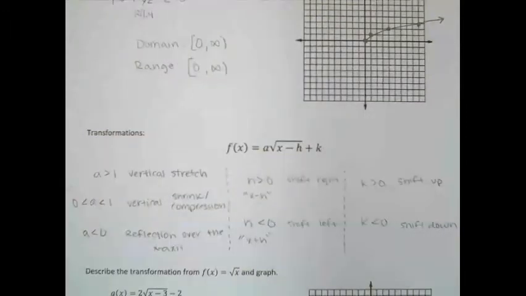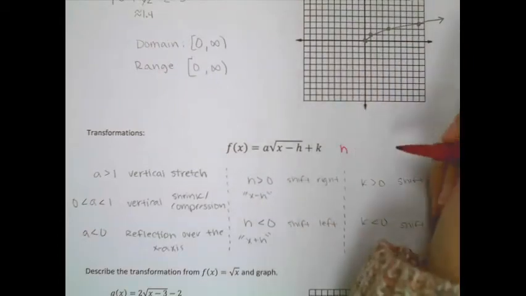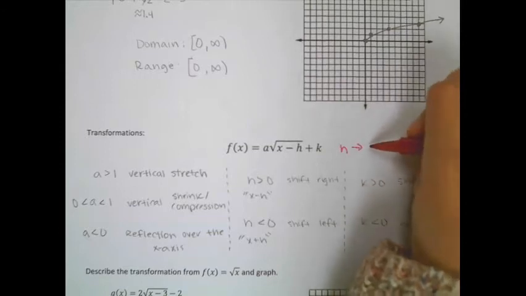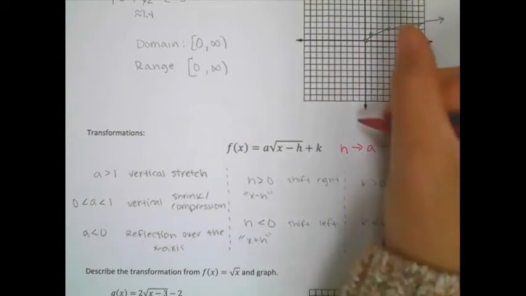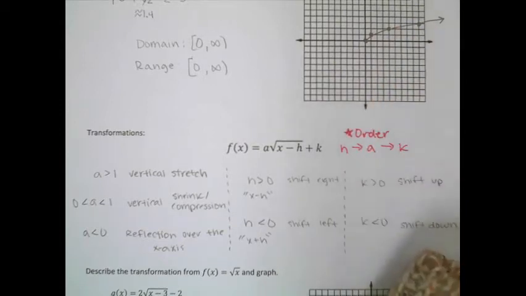Something that's very important to remember is the order of our transformations. You always start with your H value transformation, whether you move left or right. Then you do your A value, and then you do your K value, following order of operations. So your order matters.